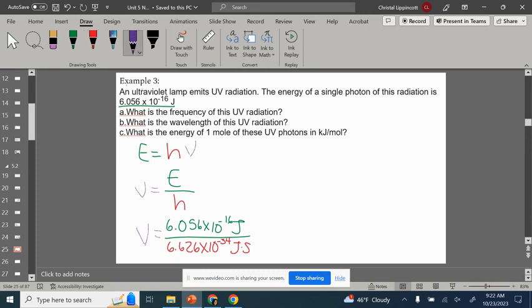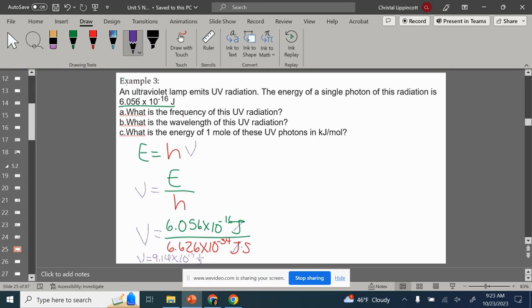And my joules will cancel out. That's going to leave my answer in units of what? Seconds. Not seconds. 1 over seconds, right. Okay. And I ended up with 9.14 times 10 to the 17th. That's 1 over seconds. Everybody good with that?